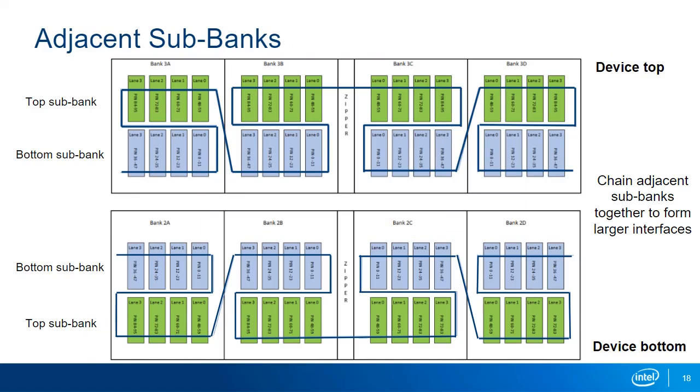It's important to understand the idea of adjacent sub-banks. As we'll see in a moment, adjacent sub-banks can be used together to create larger memory interfaces. Sub-banks are adjacent to each other based on the blue lines drawn through the sub-banks in the top and bottom rows as shown here. So, for example, the top sub-bank of bank 3A is adjacent to the bottom sub-bank of bank 3B, while the top and bottom sub-banks of each bank are always adjacent to each other.